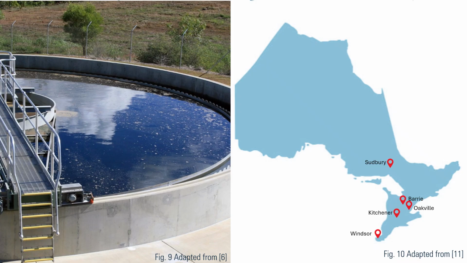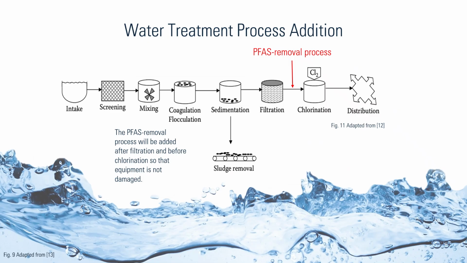Our solution is designed to serve a medium-sized Ontario city such as Kitchener or Barrie with an above-average PFAS concentration in the water. Current Ontario drinking water treatment plants have many steps to ensure safe drinking water. Our proposed system would be added near the end of the process once most of the other contaminants have been removed.